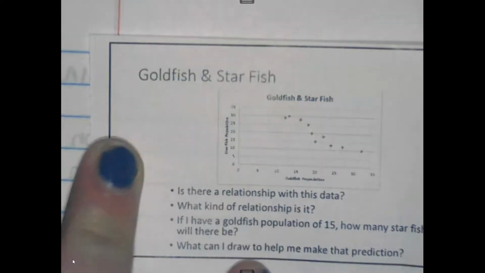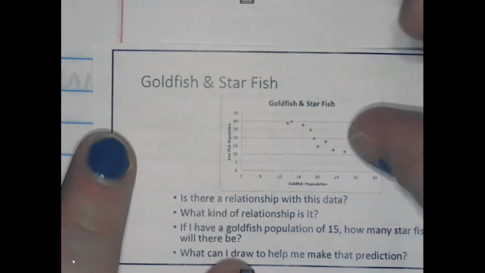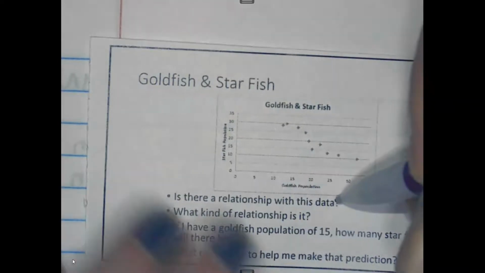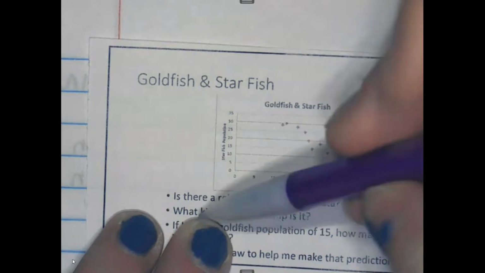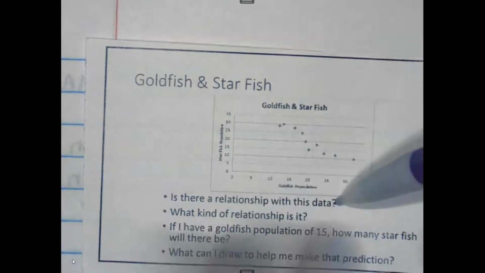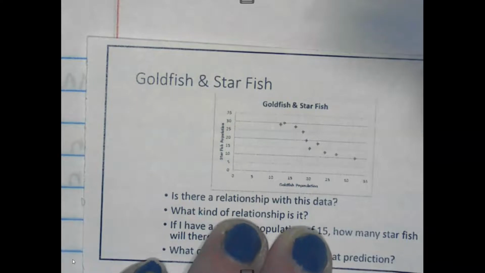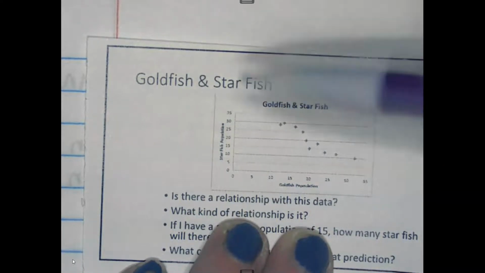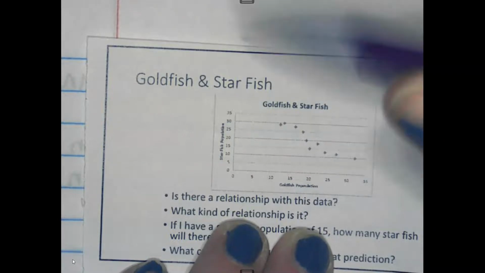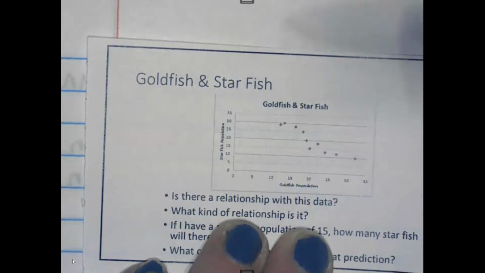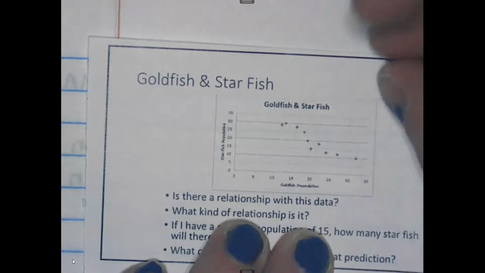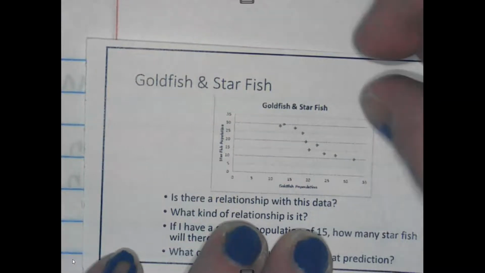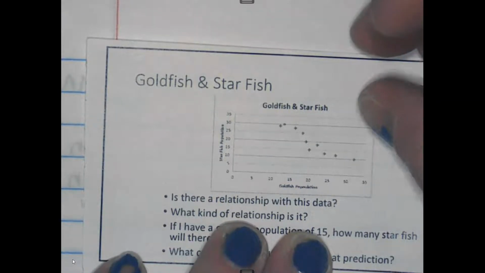All right, so let's talk about this one. It says, is there a relationship with the data? So you need to write, is there a relationship with the data? And we're going to say yes. I can see that they are all moving in a downward direction. So yeah, they're not scattered everywhere. There is a relationship there. That word for relationship is association or correlation. Getting those vocabulary down.